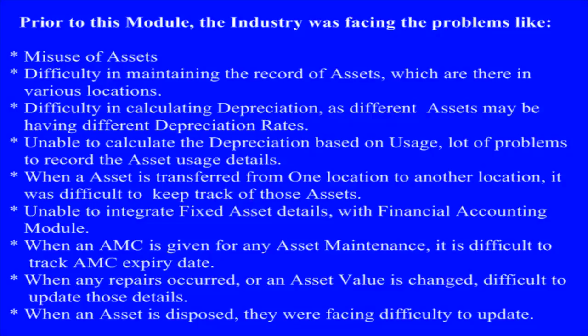When an asset is transferred from one location to another location, it was difficult to keep track of those assets. Unable to integrate fixed assets details with the financial accounting module. When an AMC is given for any asset maintenance, it is difficult to track the AMC expiry date. When any repairs occurred or an asset value is changed, it was difficult to update those details. When an asset is disposed, they were facing difficulty to update.